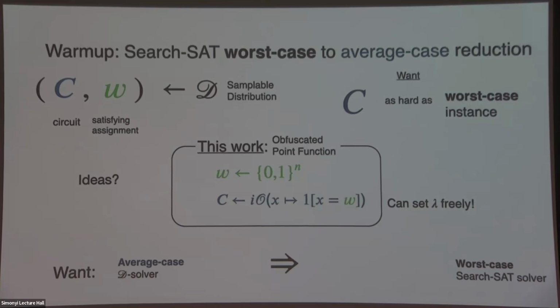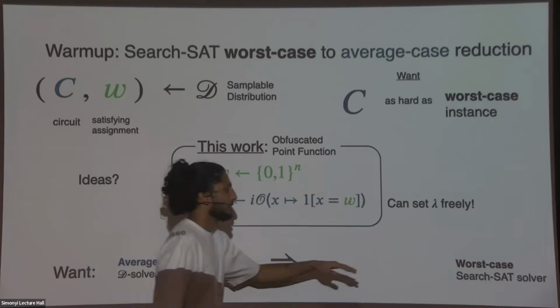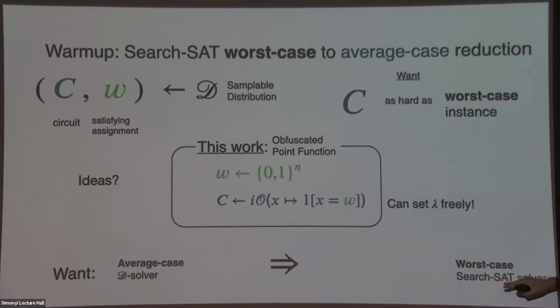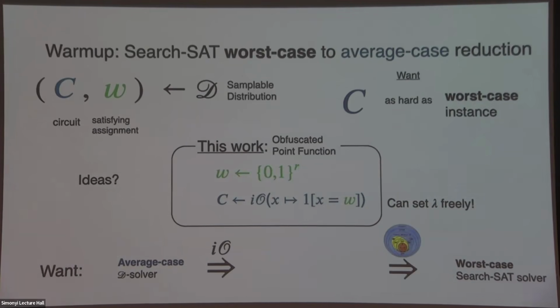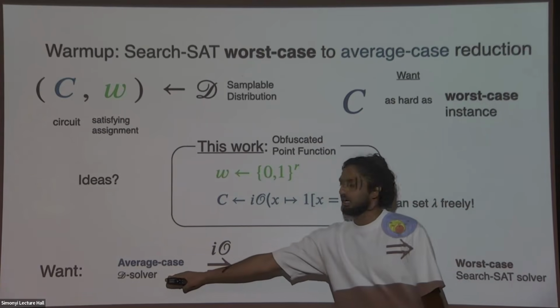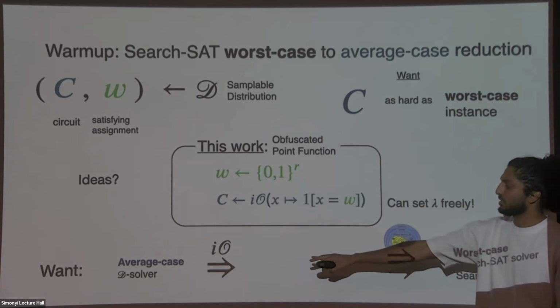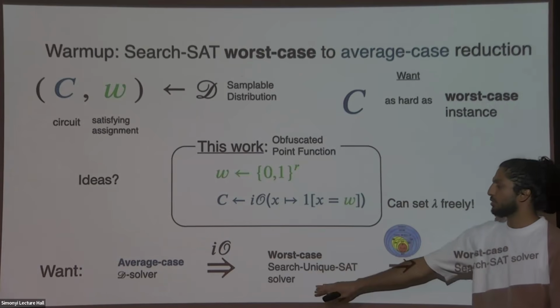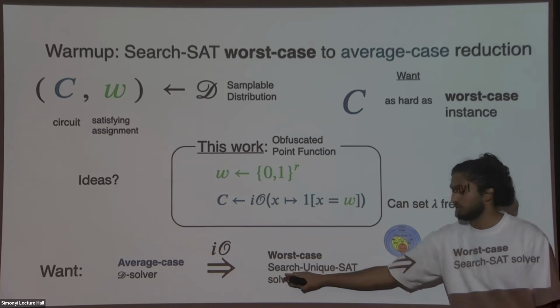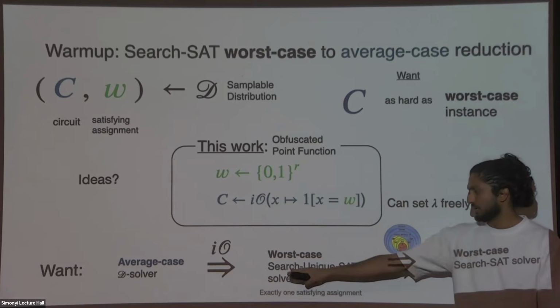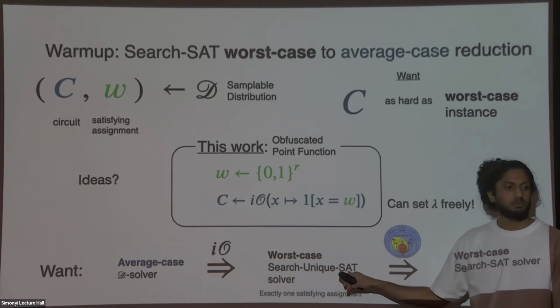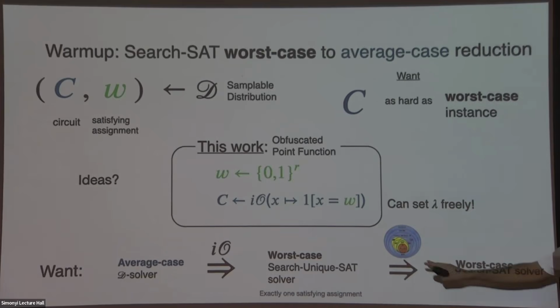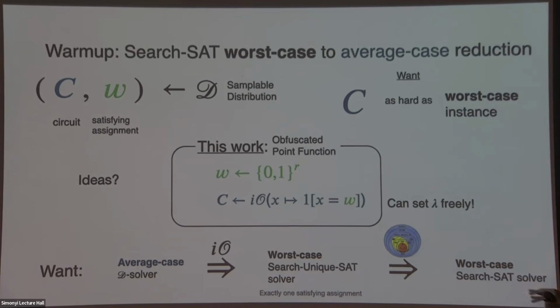Okay, good. What we're going to do is say that if you had some solver that worked on this distribution, I want to create a solver that works on worst case search SAT instances. The way we're going to do it is using a two-part approach. We take this average case solver on this distribution and turn it into a worst case solver for search unique SAT. Search unique SAT is where you want to find a satisfying assignment and you promise that there's exactly one. Then it turns out you can use some complexity theory, which I won't tell you about, to turn that into a worst case search SAT solver without the uniqueness guarantee. So I'm going to tell you about this implication.